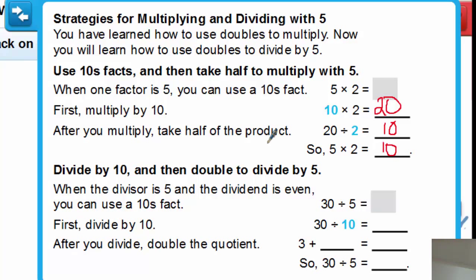First we divide by 10, and then we double to divide by 5. So when the divisor is 5 and the dividend is even, you can only do it when it's even, not when it's odd, you can use a tens fact. 30 divided by 5 is an unknown. First divide by 10. So we know what 30 divided by 10 is. It's 3, right? Good. And then we're going to double this answer. So 3 plus 3 equals 6. We doubled the quotient and we ended up with 6. So 30 divided by 5 equals 6.